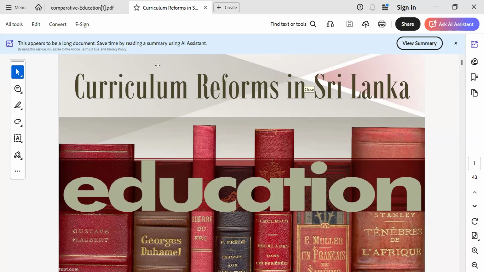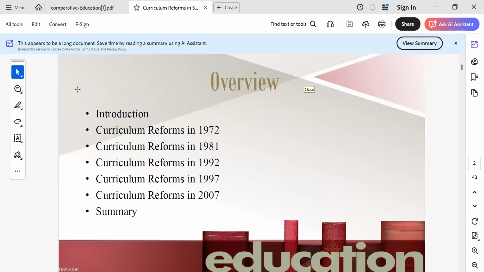The curriculum reforms in Sri Lanka, right? This overview covers the curriculum reforms in 1972, 81, 92, 97, 2007, right? So the recent reforms: 1972, this is called the White Report, right? Then 1981, 1992, 1997, and 2007, right?